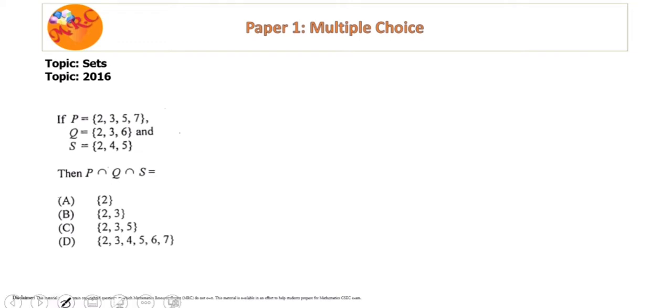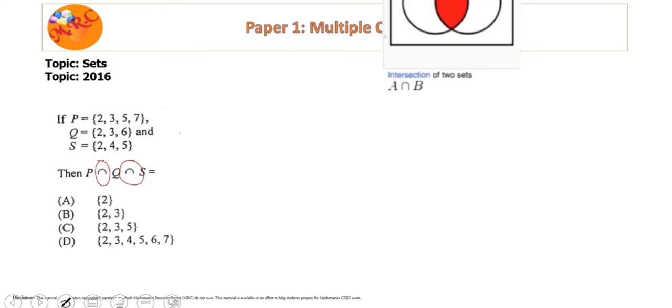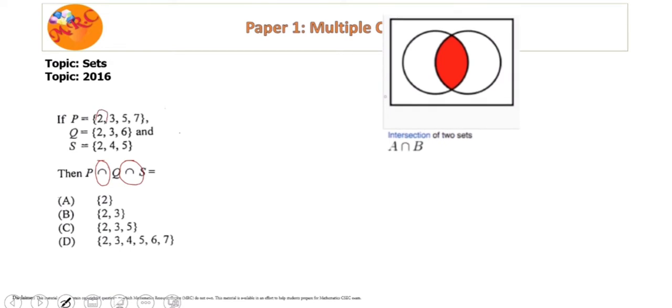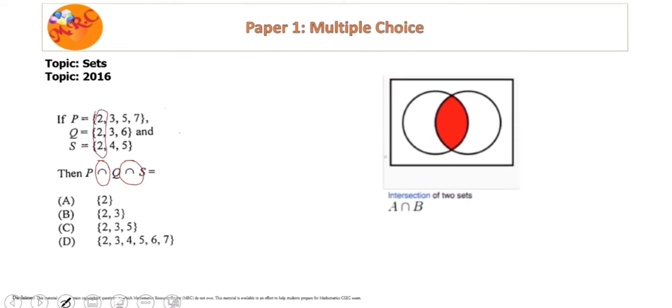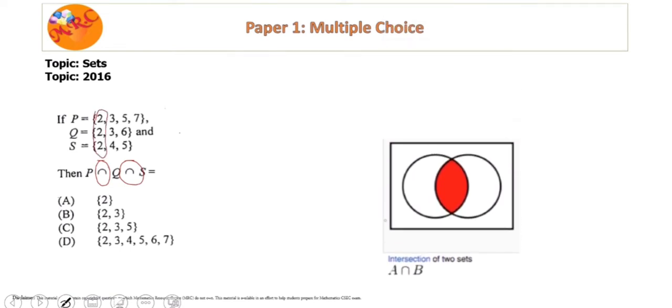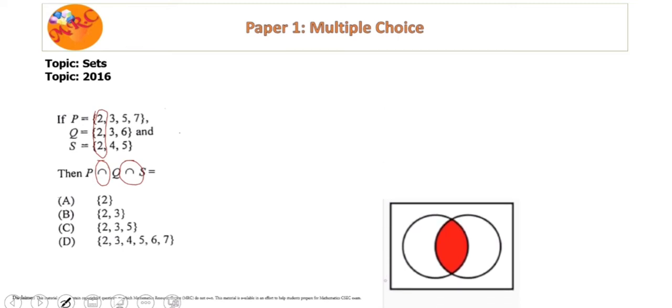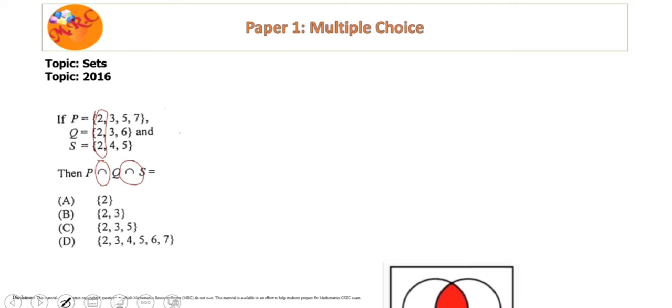It says, if P equals {2, 3, 5, 7}, Q equals {2, 3, 6}, and S equals {2, 4, 5}, then P intersect Q intersect S equals... The symbol right here stands for intersection, and intersection means what is common to all three sets. Looking at it, the number 2 is common to all three sets, and we don't see another number that's common to all three. So the intersection of P, Q, and S would be 2.